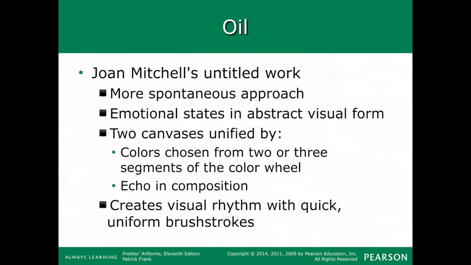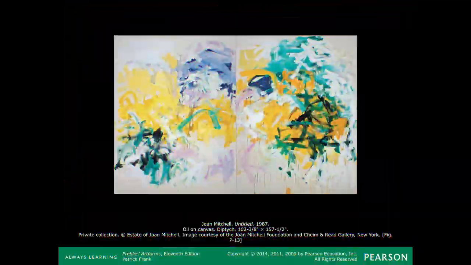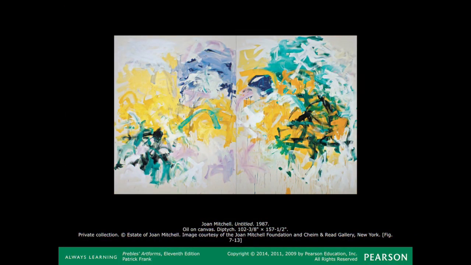So there's another example here by Joan Mitchell. It is a little bit more on the spontaneous side, more on the abstract side as well. So this work that I'm about to show you is actually 2 canvases unified by colors chosen from 2 or 3 segments of the color wheel. It is an echo in composition, so let's check that out. The artist uses visual rhythm with quick, uniform brushstrokes. And so here is that example of the very, very abstract painting.